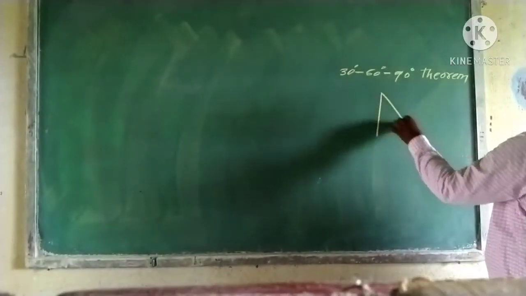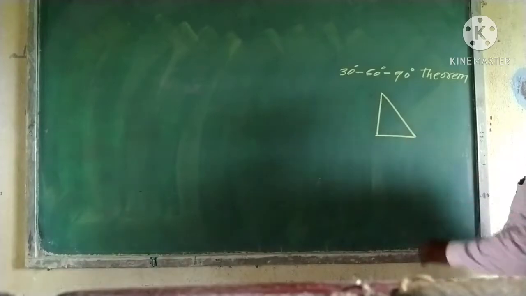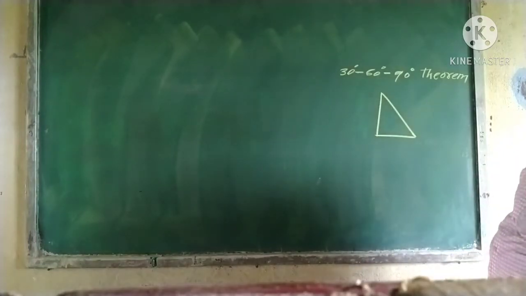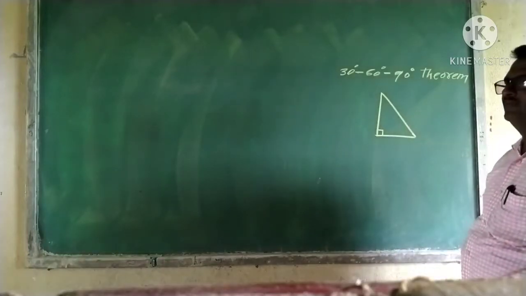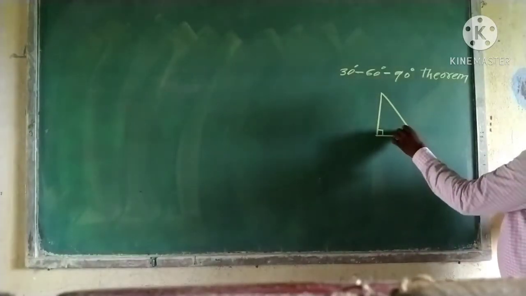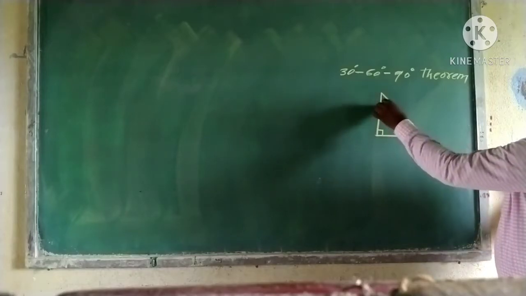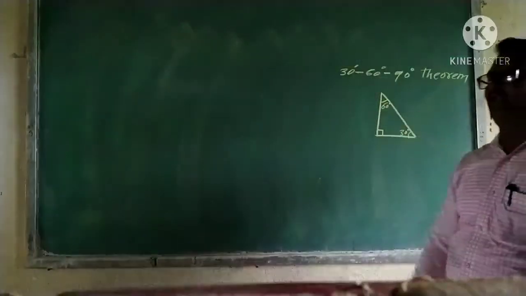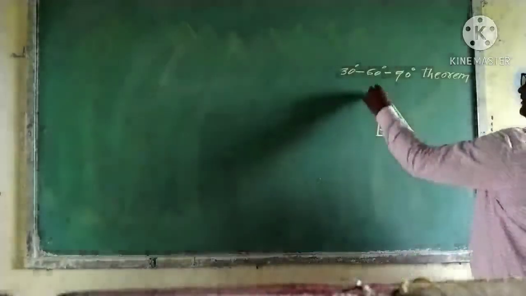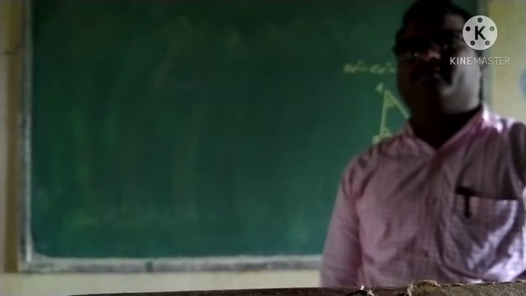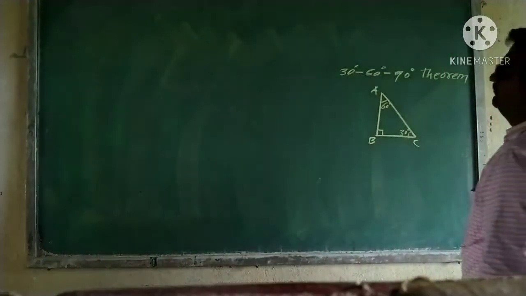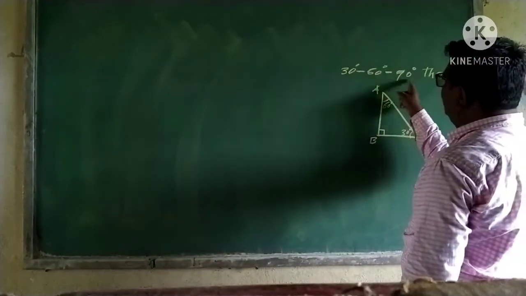In this theorem, we have to consider a triangle, a right angle triangle. The other two angles of this right angle triangle are: consider that this angle is of 30 degree, this angle is of 60 degree, and this angle is 90 degree. Consider that the triangle ABC is a right angle triangle whose measurements are 30 degree, 60 degree, 90 degree.